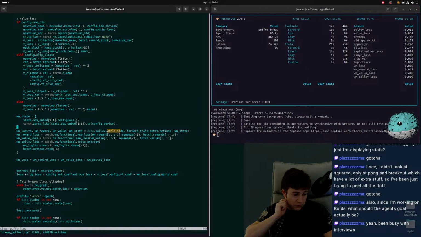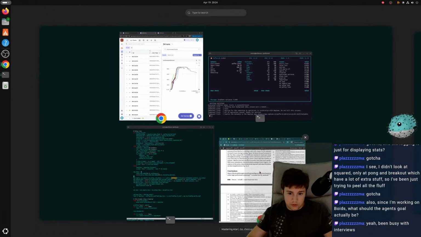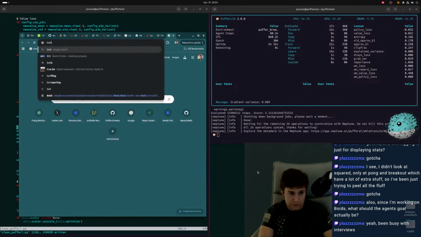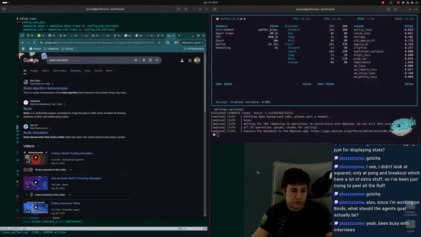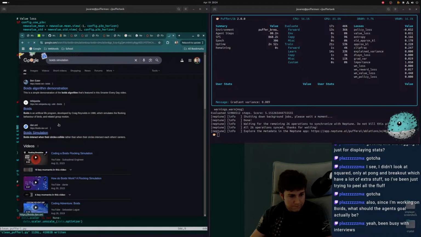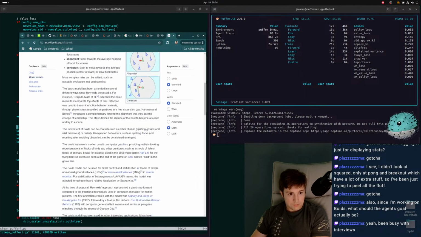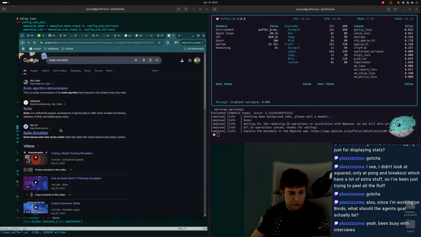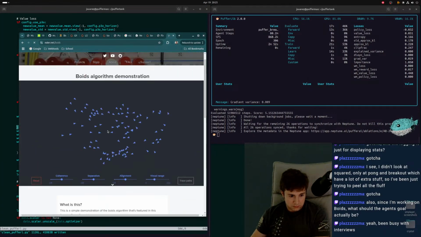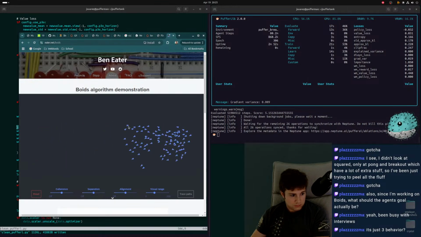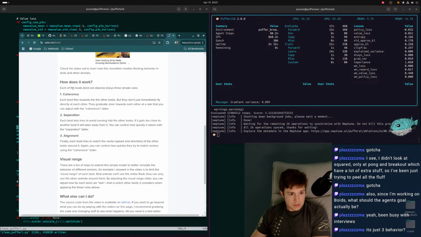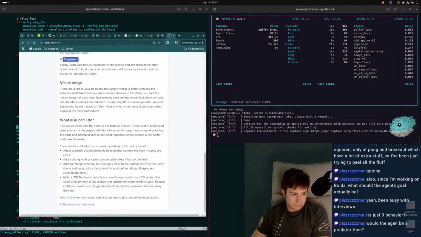What should the agent's goal actually be? If you just look up boids, you just turn these rules into rewards. You'll find the rules somewhere like this. Yeah, so what they do here is they code these behaviors. All you would do is turn these into rewards.